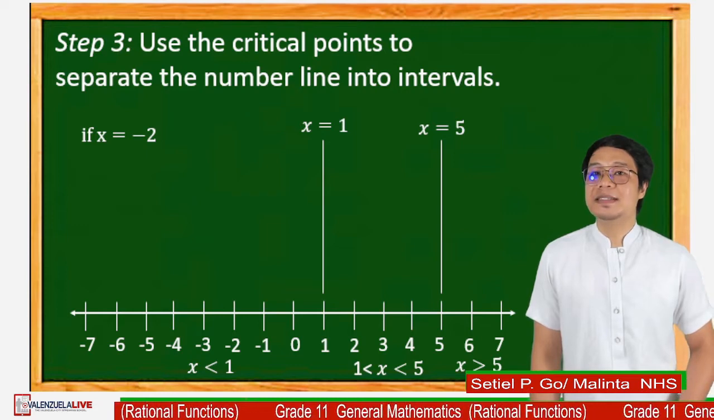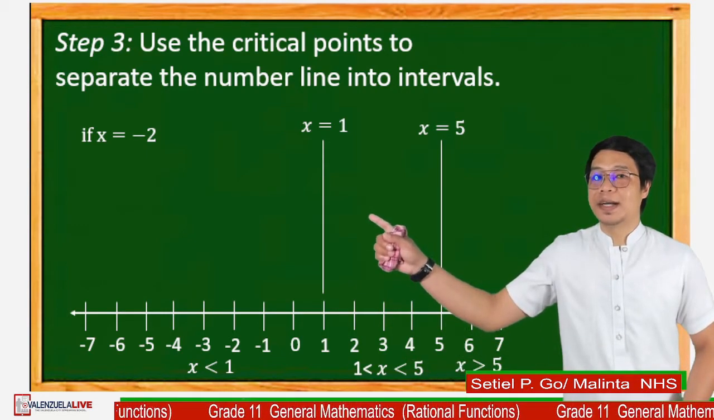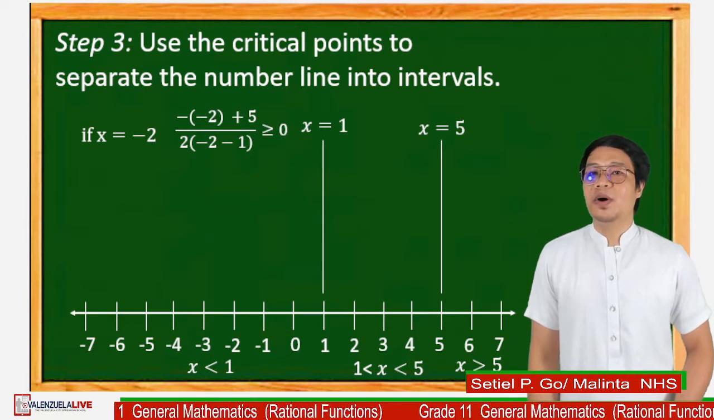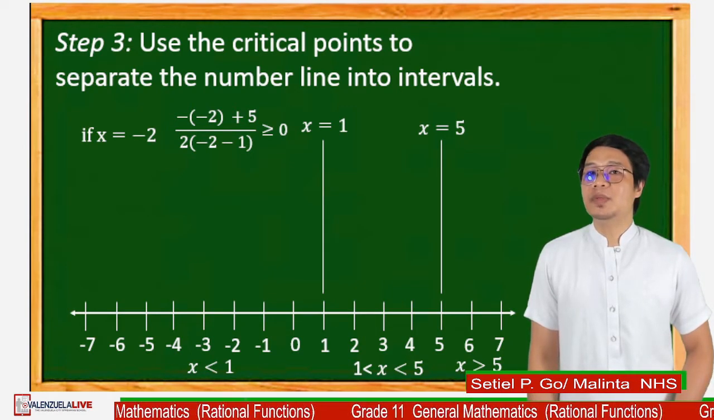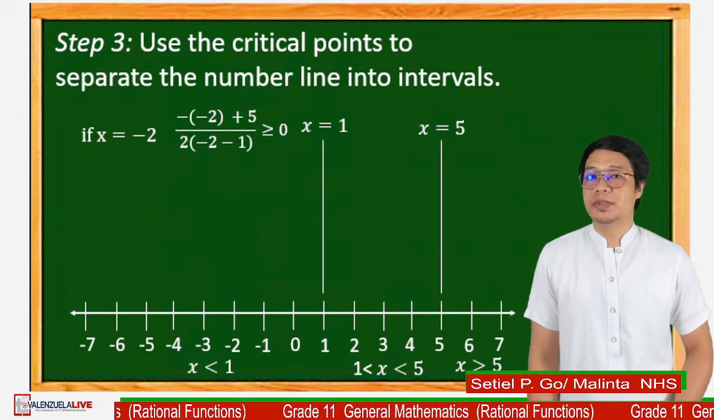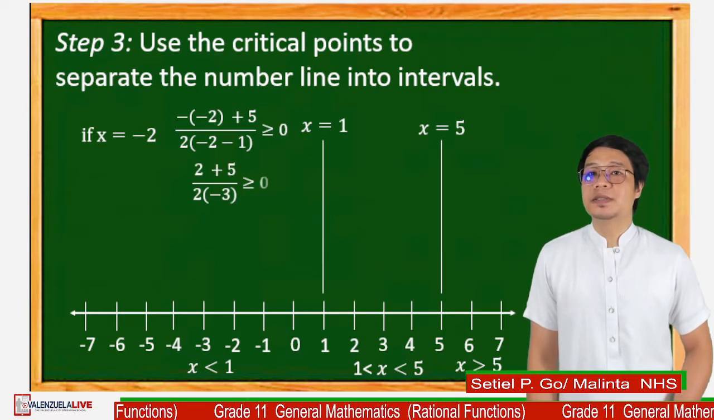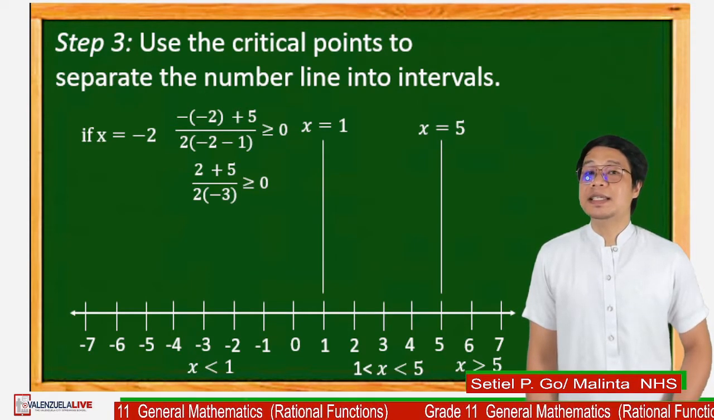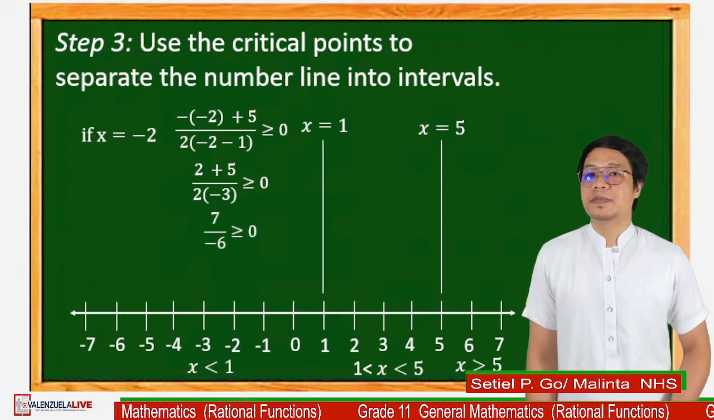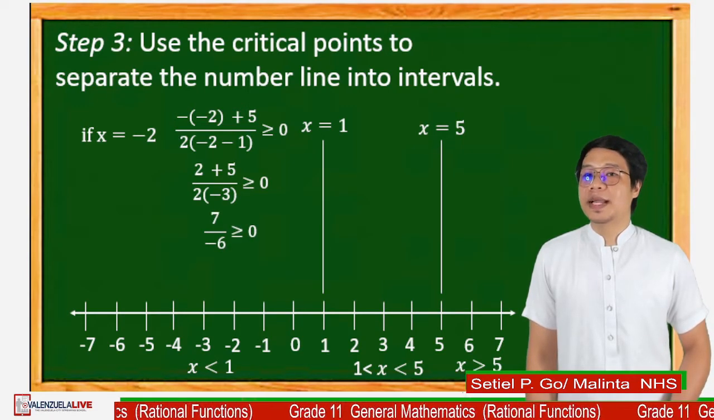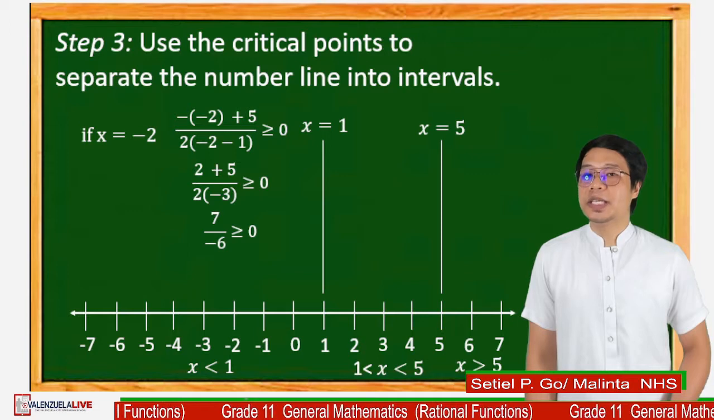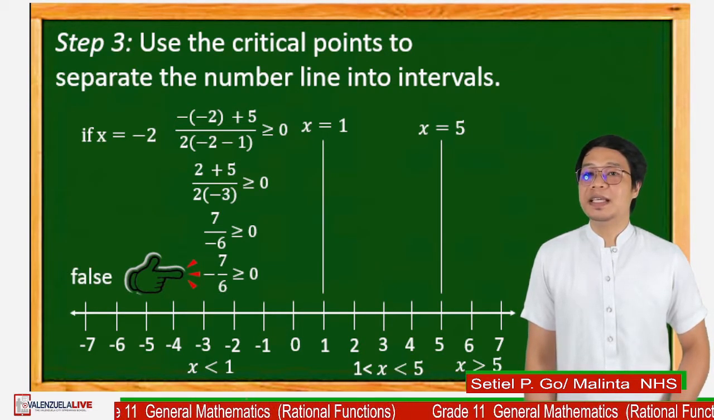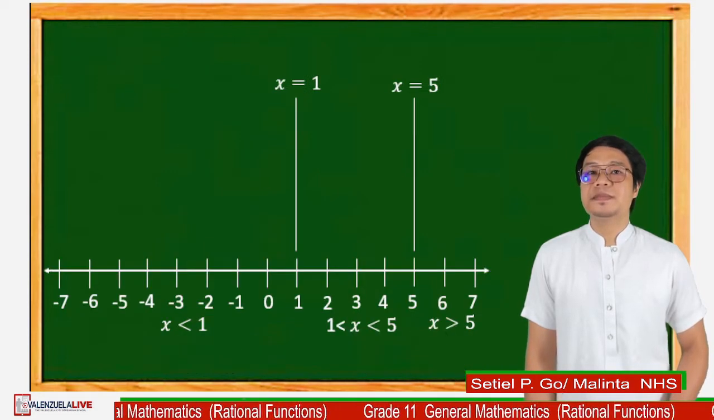Now let's test x is equal to -2 in this part. So we have negative times -2 plus 5 all over 2 times the quantity -2 minus 1 is greater than or equal to 0. Performing the operation, we'll have 2 plus 5 over 2 times the quantity -3 is greater than or equal to 0. So we'll have 7 over -6 is greater than or equal to 0. Is this true? No, it's false. Meaning, this is not part of the solution.